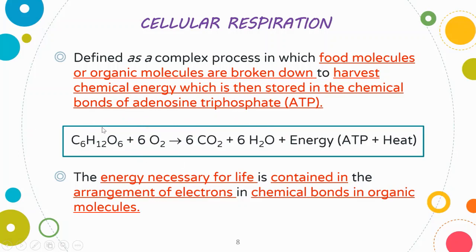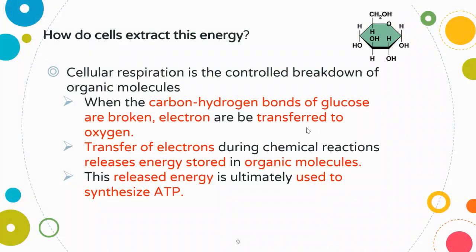So when the glucose is broken down, the electrons are transferred from the glucose to the oxygen. The transfer of the electrons causes energy release. Actually, the energy released is composed of ATP and heat. So the ATP energy is synthesized from the released energy. This is how the cells extract the ATP energy.